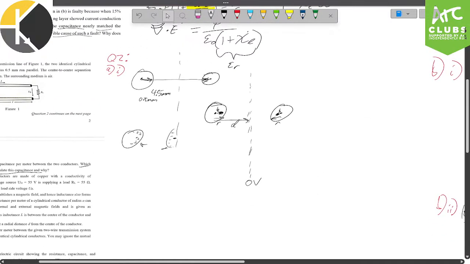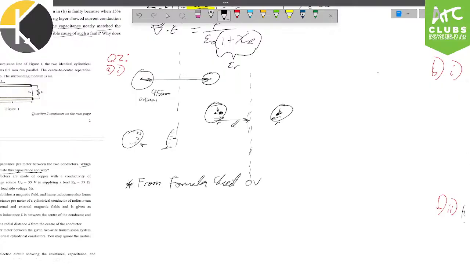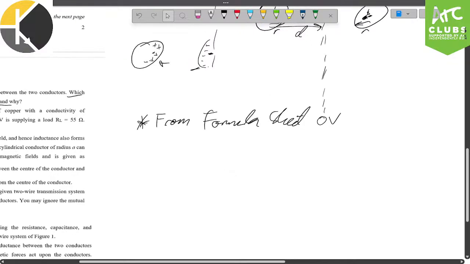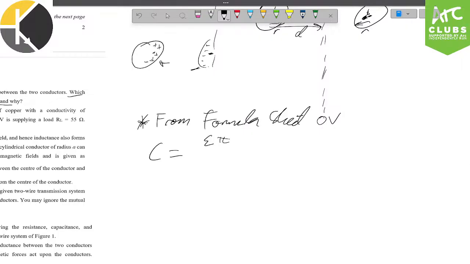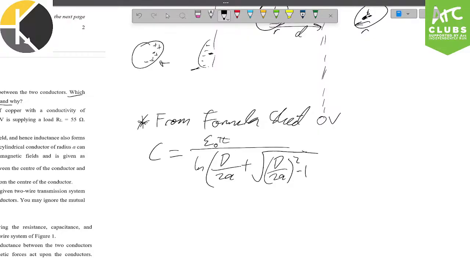Okay. So we throw in a little from the formula sheet. Mind you, the solutions do this as well, but with no explanation. We say that C equals, I believe it was, epsilon pi on ln of capital D on 2a plus the square root of capital D on 2a all squared minus 1.